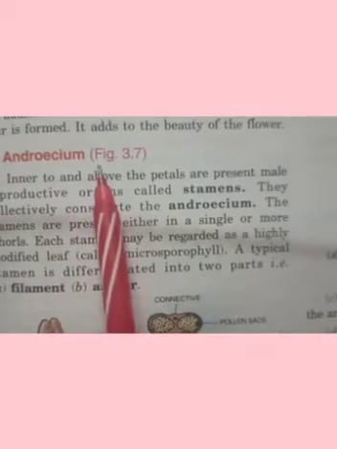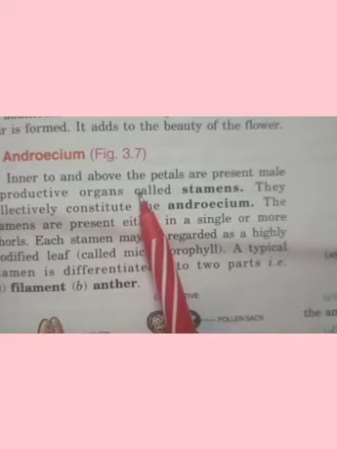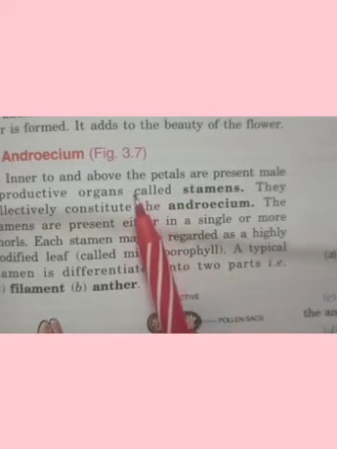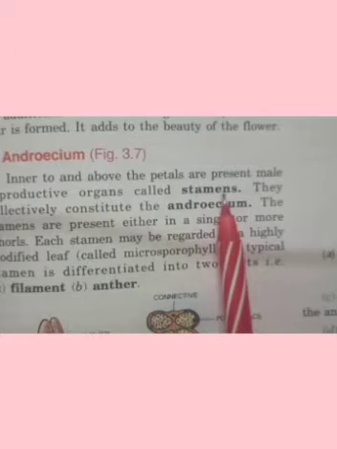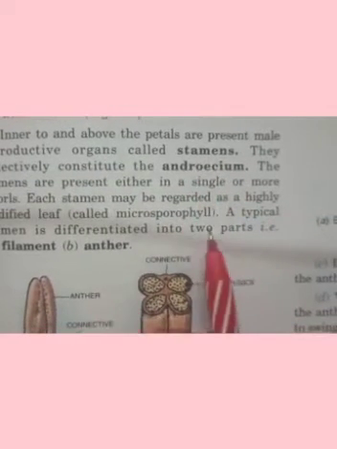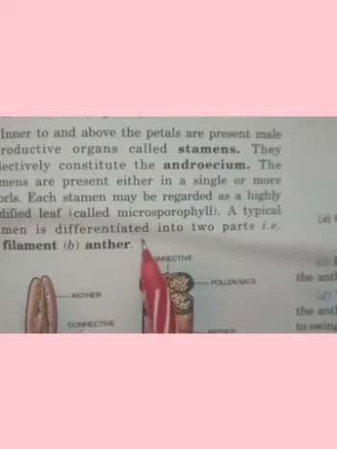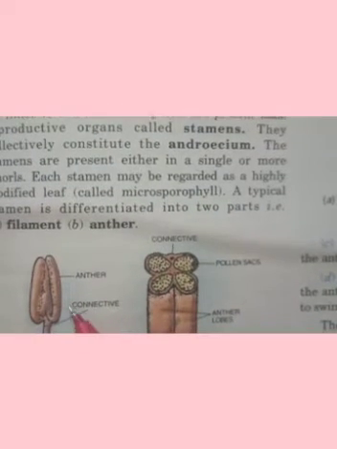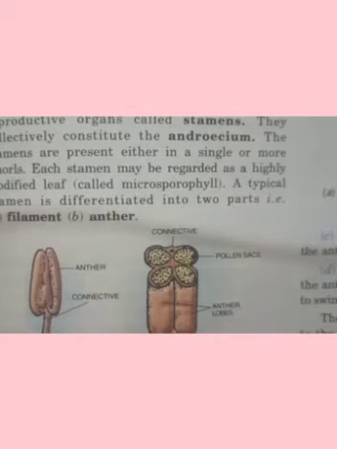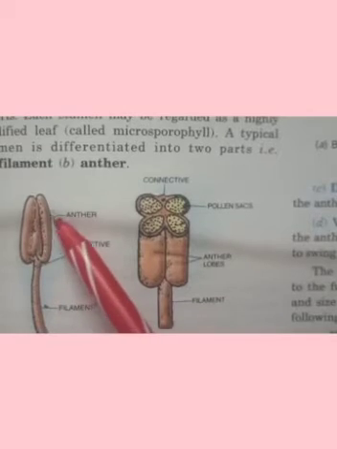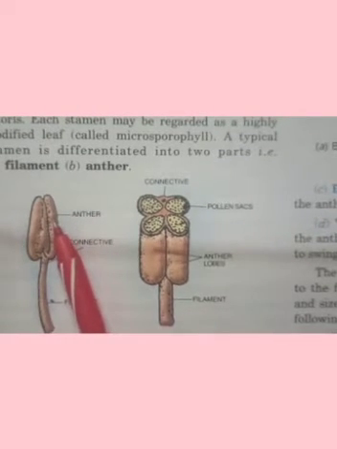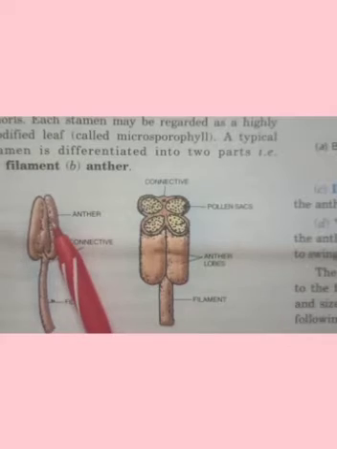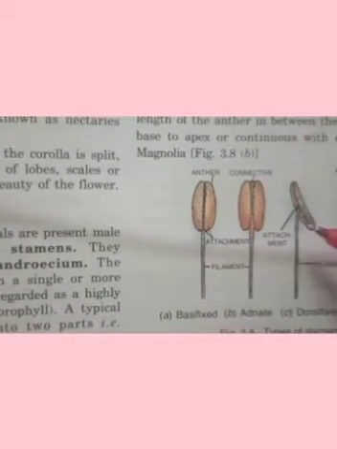Next is your androecium. Actually, androecium is your third whorl, and they are also called what? Stamens. And each stamen is differentiated into two main parts, that is called filament and anther. What is the function of filament? It is a long stalk and supports the fertile anther, right? And what is the function of anther? They produce pollen grains. And what are pollen grains? These are male gametes, right? Now, no need to learn this part.